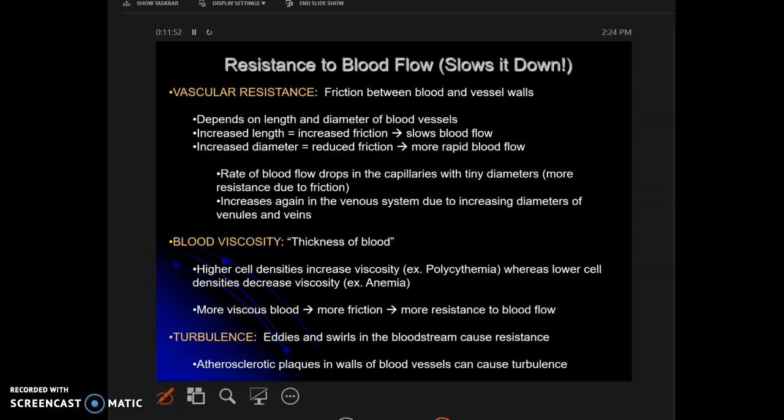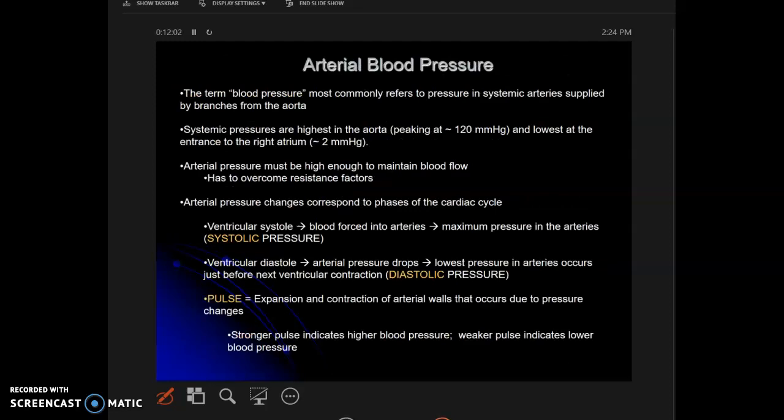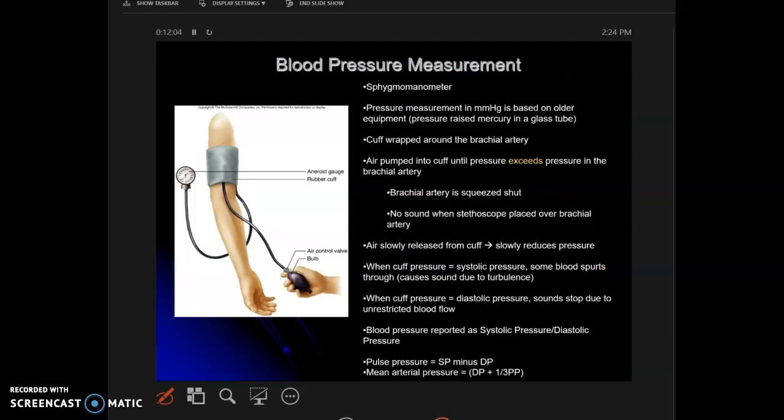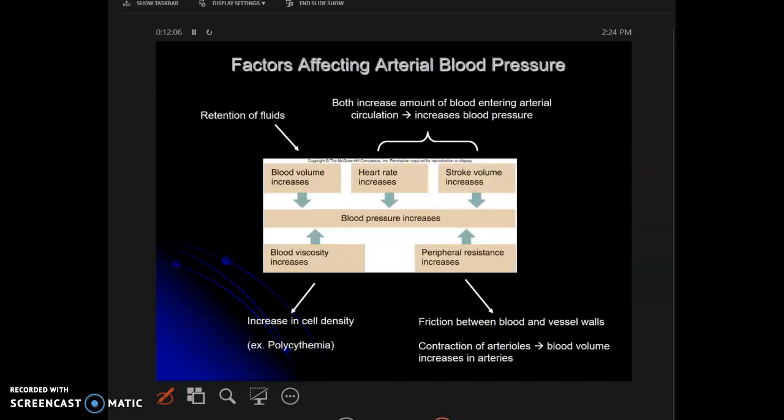All right, so therefore the resistance of blood flow is because of vascular resistance, blood viscosity, and turbulence. I will show you this with this slide. I'll go straight into this slide, blood pressure. With blood pressure, you are dealing with certain factors: volume, heart rate, stroke volume. Now, heart rate and stroke volume we talked about in the last presentation. So please read that up.